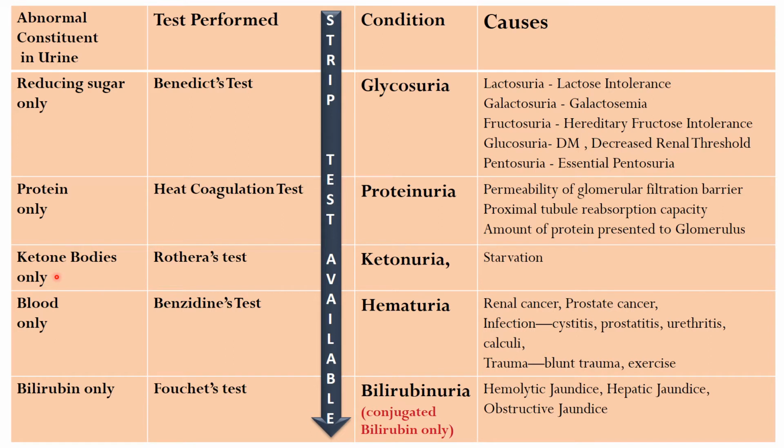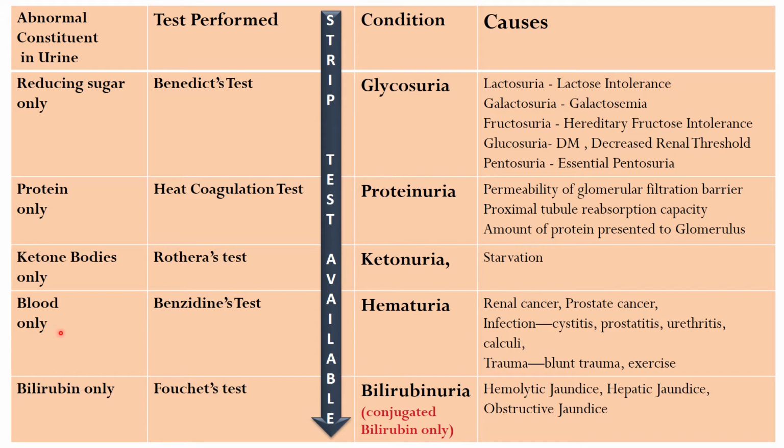So, the third component is the ketone bodies. To check the presence of ketone bodies, we do the Rothera's test, and the condition is known as ketonuria. However, Rothera's test cannot detect beta hydroxybutyrate. The condition in which you see ketone bodies in urine is starvation, prolonged starvation specifically.